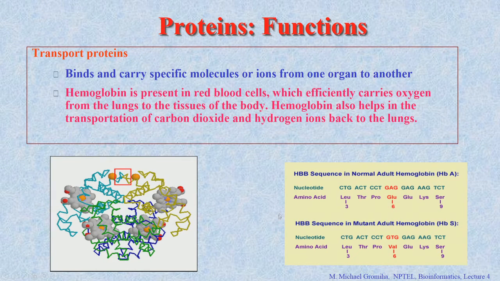Now this next one, we talk about transport proteins. This is a very famous protein, very important. Everybody needs this protein. So, what is the protein involved in oxygen transport? Hemoglobin. Hemoglobin is present in red blood cells, which efficiently carry oxygen from the lungs to the tissues of the body. Then hemoglobin also helps in the transportation of carbon dioxide and hydrogen ions back to the lungs. So, this is the protein.